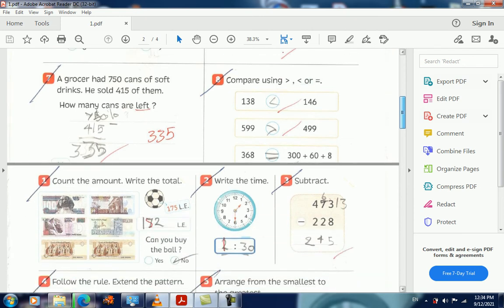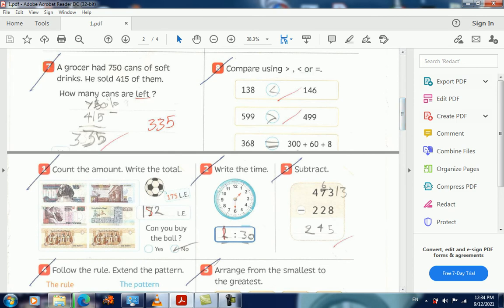Okay. Now, number 7. A grocer had 750 cans of soft drinks. He sold 415 of them. How many cans are left? So basically we'll do a difference. It's a difference problem. So 750 minus 415.